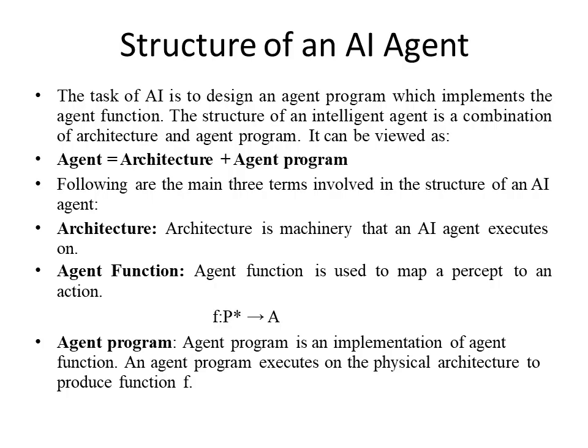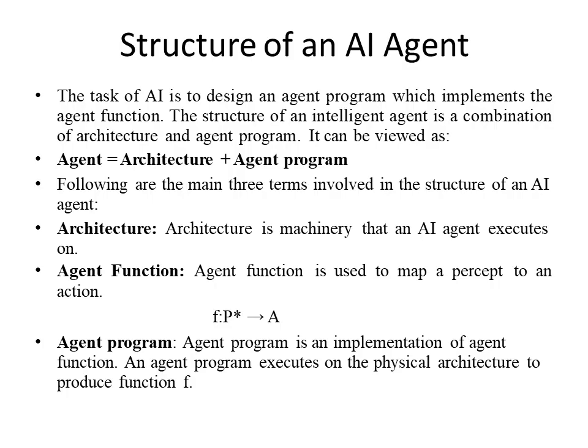The first one is architecture. Architecture is the machinery that the AI agent executes on. Then the agent function is used to map a percept to an action. So here F maps a percept P to an action A. And then the agent program.